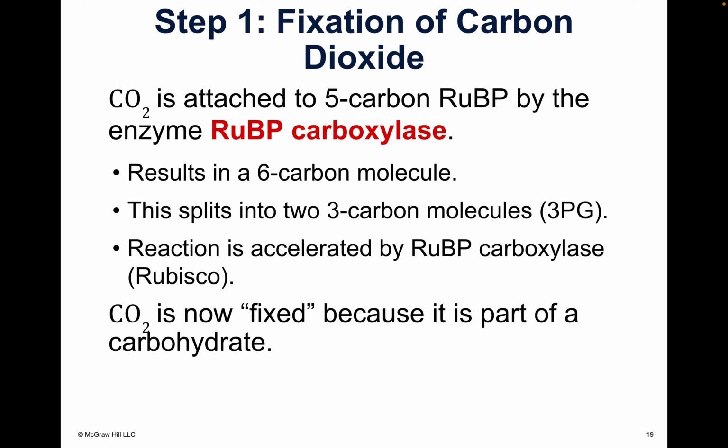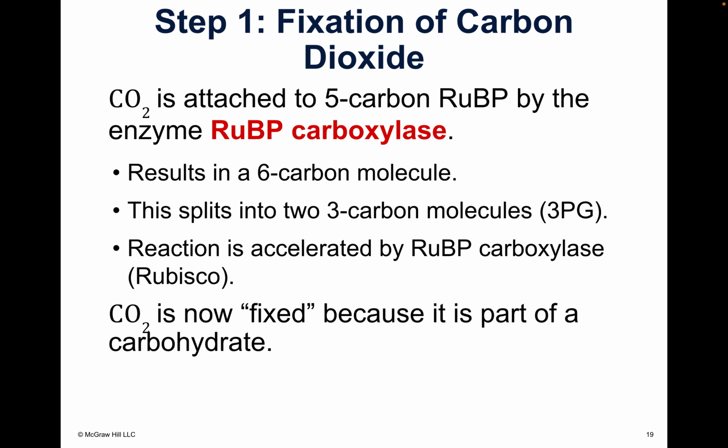Lots of words. Just focus. Don't focus on the words. Focus on the process. So when CO2 is attached to this 5-carbon RuBP, it results in a 6-carbon molecule. This then splits into 2 carbon molecules. The reaction is accelerated by RuBP carboxylase. When something's accelerated, it's catalyzed, right? Enzymes are catalysts. But RuBP carboxylase is also known as Rubisco. So CO2 is now fixed because it is part of a carbohydrate.